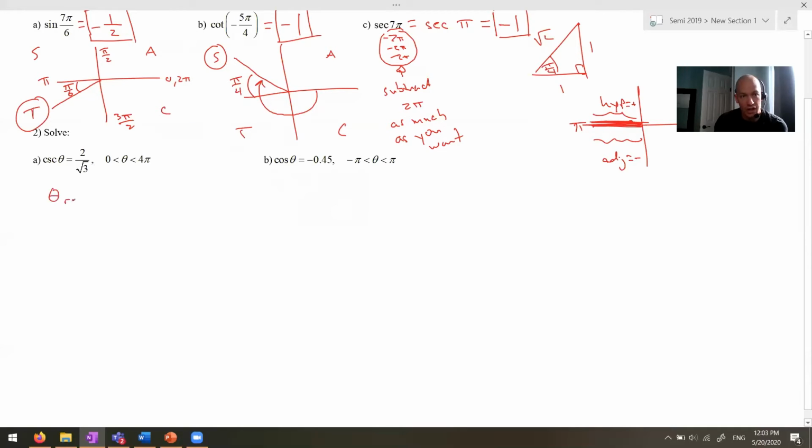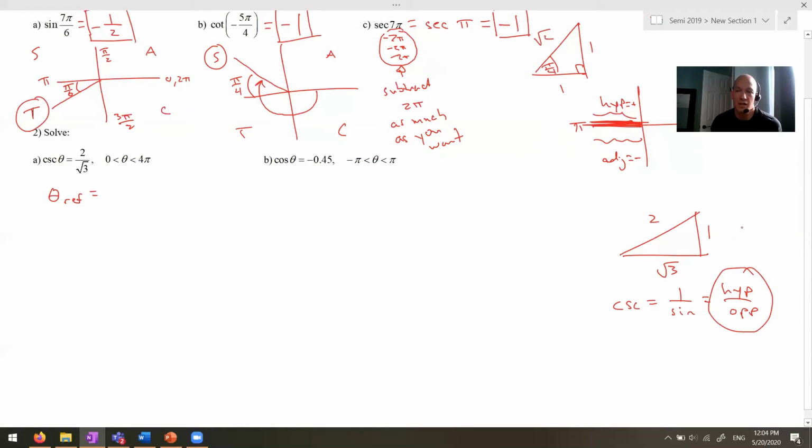So to get the reference angle, we have to sketch, maybe off on the side, what kind of triangle has 2's and root 3's. So we got this one here. This should come to mind. Now we're talking about cosecant, which is 1 over sine, which is hypotenuse over opposite. That's really important that you identify that. So what that tells us is that the hypotenuse is 2 and the opposite is root 3.